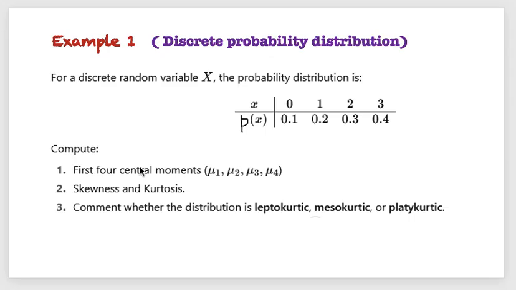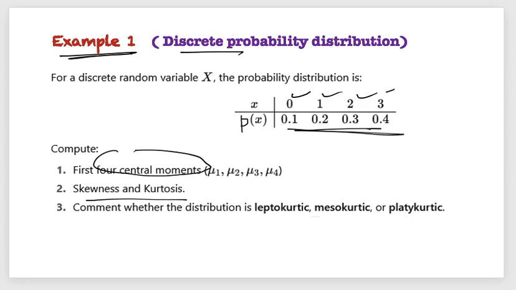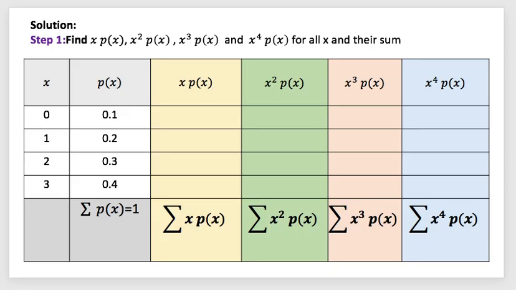Now let's take an example. In the first example, for discrete data, I have taken four values of data and their corresponding probabilities, and we are going to find the first central moments. We will discuss skewness and kurtosis, take their coefficients, and then discuss what kind of distribution we are facing in this case. So for that, let's do the calculation work.